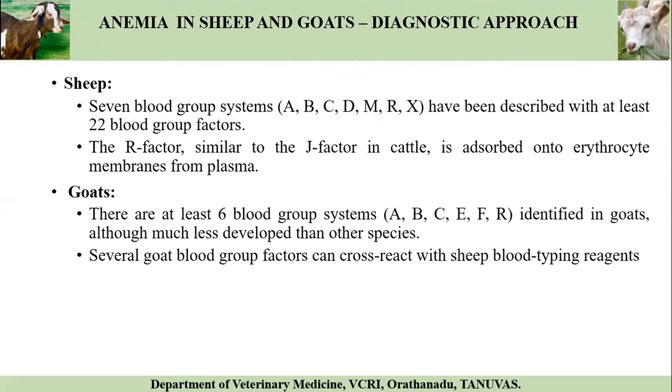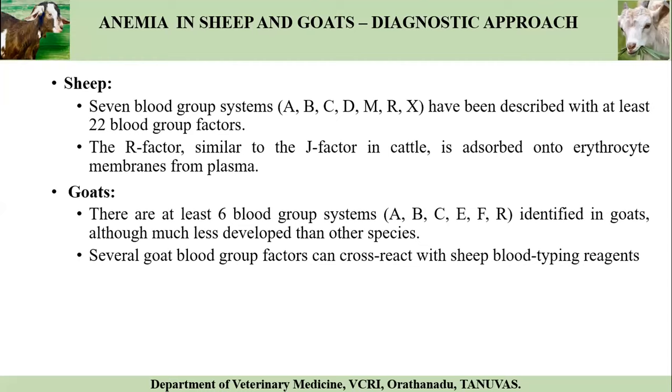What blood group systems are there in sheep and goats? There are 7 blood group systems in sheep, as in cattle. It also has the R factor, similar to the J factor in cattle, which is absorbed onto the erythrocyte membranes from the plasma. In goats, at least 6 blood group systems are identified, although much less developed than in other species. Several goat blood group factors can cross-react with sheep blood typing reagents.